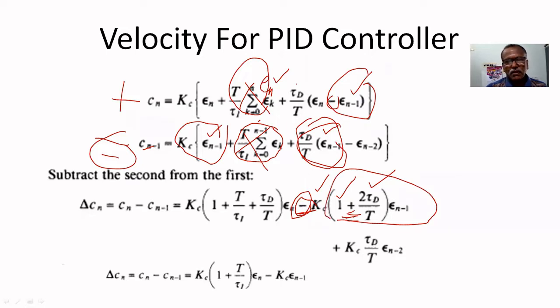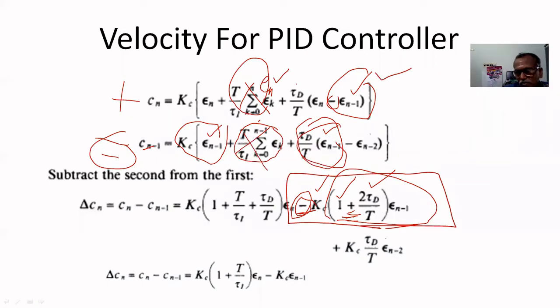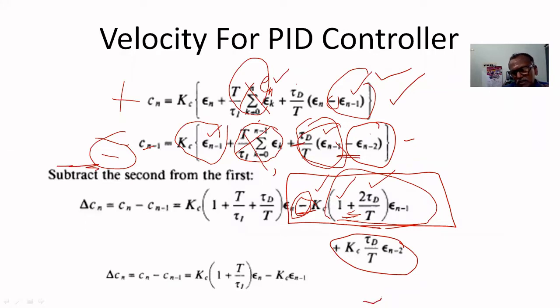The third term: how many n-2 terms are there in the error samples? This is the only n-2 term. Here one minus is there, here one minus is there, and another minus is outside. That's why plus Kc Td by T E of n minus 2.